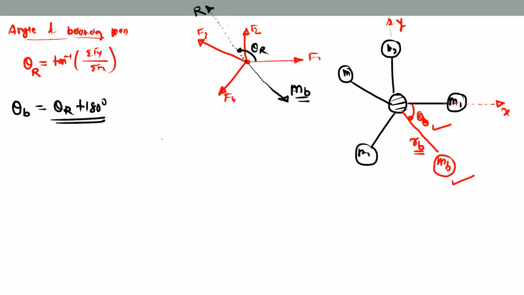So this is called static balancing. We can use static balancing if all the masses are lying in a single vertical plane, and the balancing mass is also in the same plane. For such cases, we need to balance only the centrifugal forces. And if the masses are lying in different parallel planes on the shaft, then we need to use dynamic balancing.